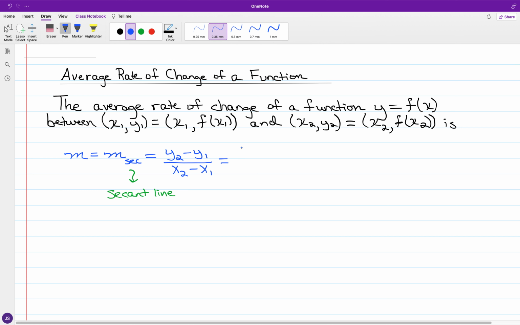And just for the functional notation, for y2 we have f of x2 minus f of x1, all over x2 minus x1, and again we still have that x1 and x2 cannot be equal to each other.